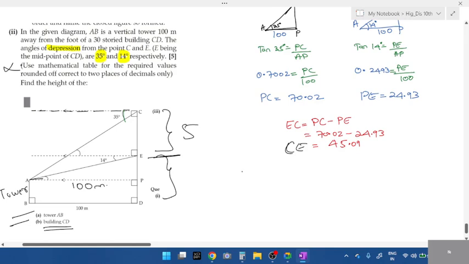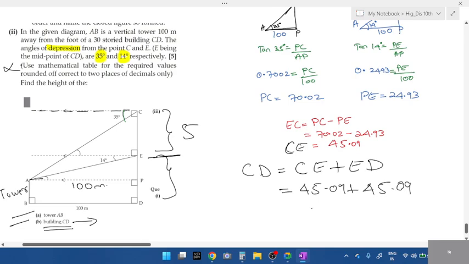Yes, building CD. So first, before finding the tower, we need to find the building, students. But you write it as the second option. Answer D. I'll teach the calculation. In order to find CD, what are the two things we need to add? CE plus ED, 45.09 plus 45.09. 45 and 45 is 90, and 0.09 plus 0.09 is 0.18. 90.18 meters. We got the height of the building.